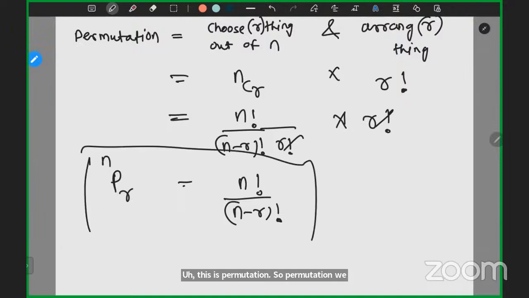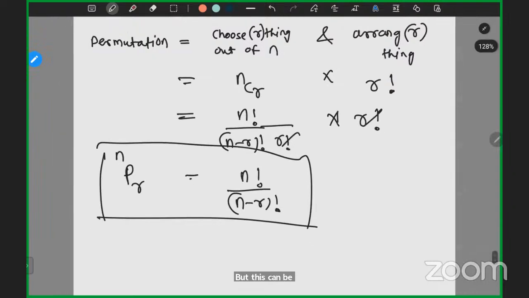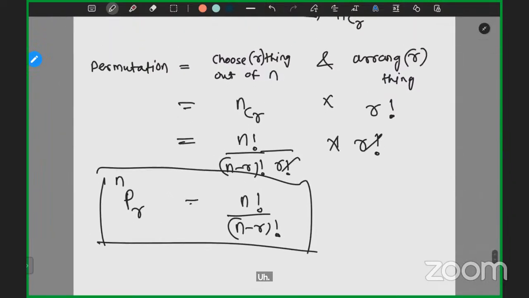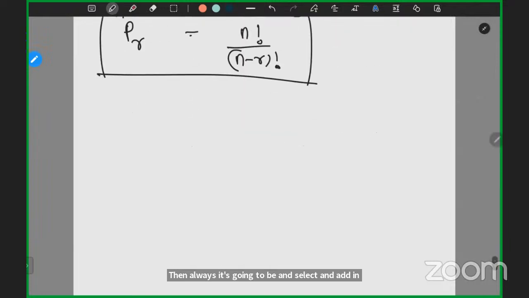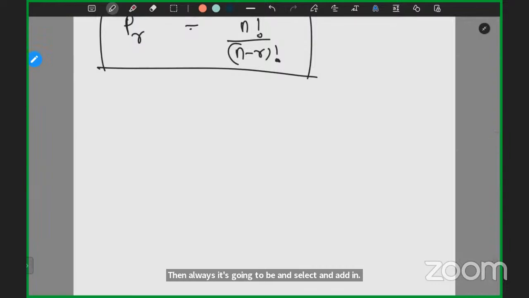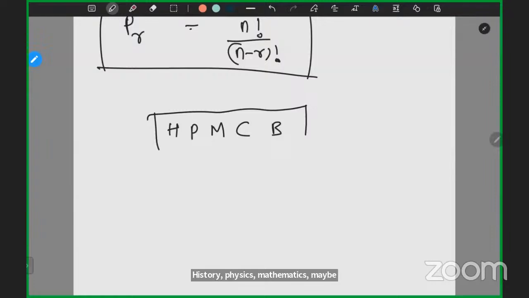So this can be done only if the condition is "and", not "or". Whenever the question demands that you select and arrange, then it's always going to be select and arrange. You will never see a case where they say "or". Let me take an example. Let's say I have 5 books: history, physics, mathematics, maybe chemistry and biology. So there are 5 books.